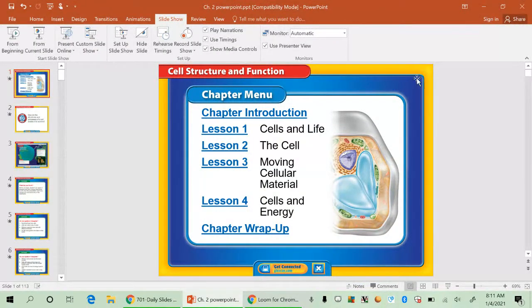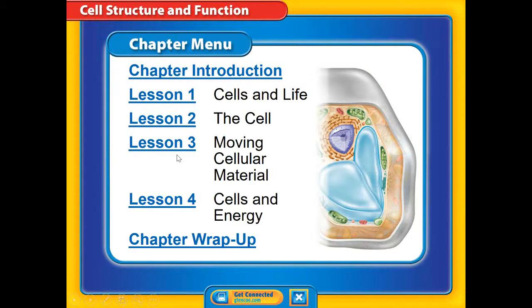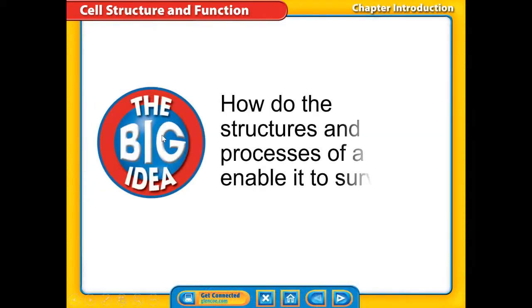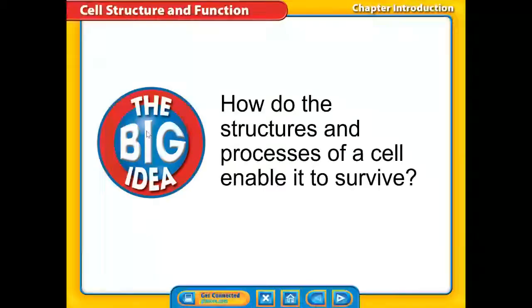So as I mentioned, this is a bigger chapter. There's actually 4 lessons, and this is going to take us probably all month to get through this information. The big idea that we are looking for, as I sort of mentioned earlier, is how do the structures and processes of a cell enable it to survive? So how do the parts of cells and the things that they do help things survive?